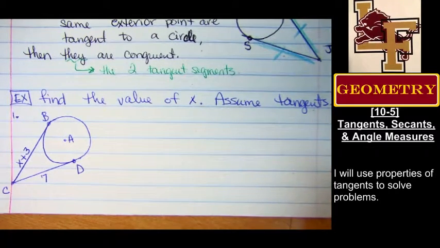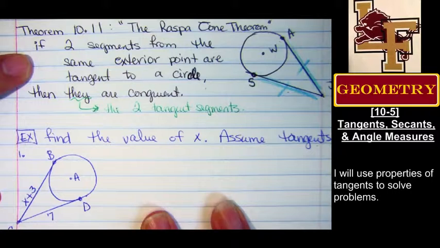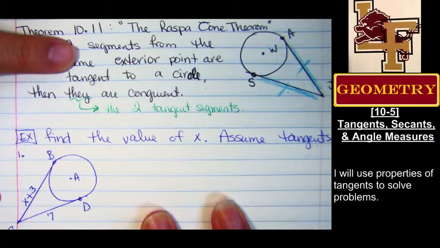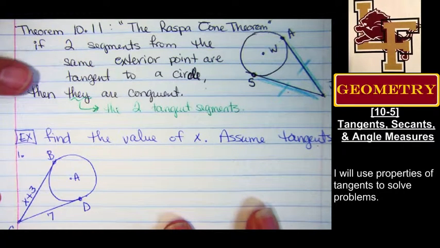All right, looking at number 1. We've drawn it beautifully. Do we have the setup for our Raspa theorem? Yeah, we've got a circle, some point sitting outside the circle, and 2 segments tangent to the circle coming from that same point. We have the setup from the Raspa cone theorem. So when we have this setup, that's what the if says. Then what can we say?